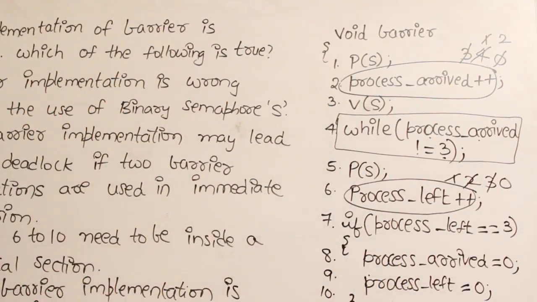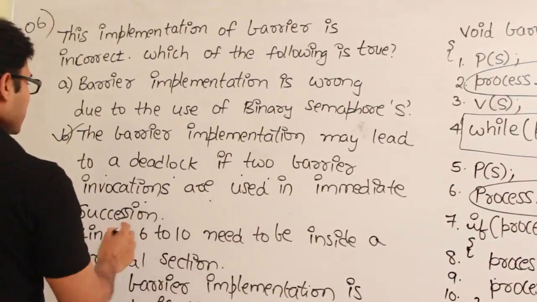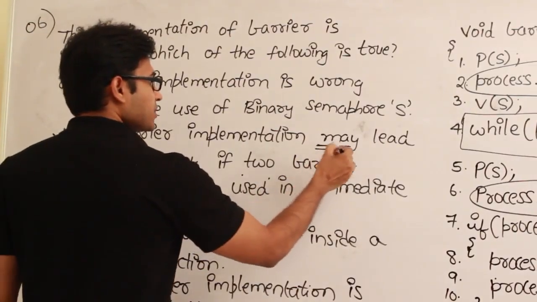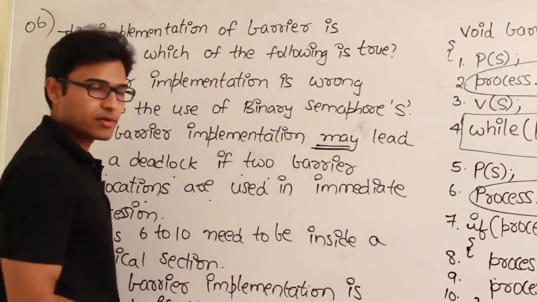The barrier implementation may lead to a deadlock if two barrier invocations are used in immediate succession. Note the word may, which means it is not true always, only sometimes, right? Okay.